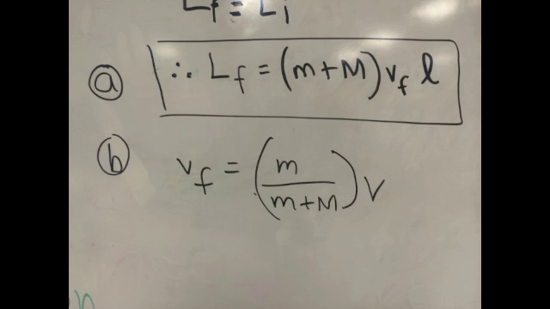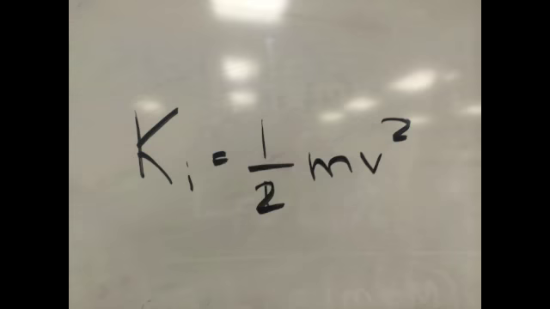Part B requires us to know that the final velocity equals lowercase m over the total mass of the system times the original velocity of the bullet. This can be found by comparing the original angular momentum, m v l, and then the final angular momentum, m plus M, v final, l. Now we can move on to the second part of the equation.